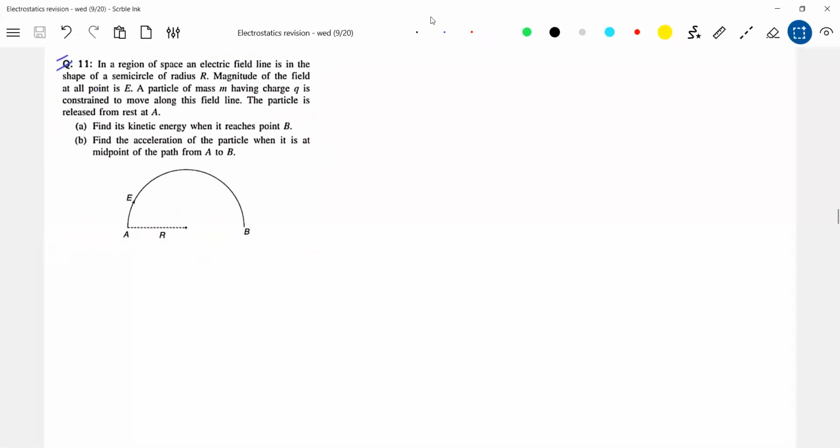Constrained to move is what it says. Okay, let's leave it. As such, if you just leave a charged particle, will it move along lines of force? The answer is no. That's why the word constraint has to be brought in here. If you release a test charge in an electrostatic field, it need not move along the lines of force.